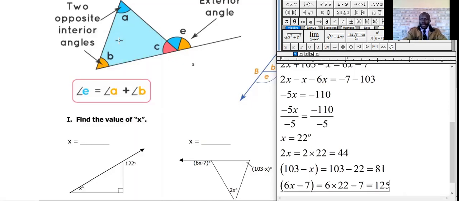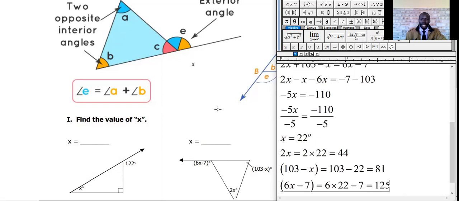So these are the different angles. Notice that when you add 44 degrees to 81 degrees, what you get is 125. There is no doubt about that. So this plus that add up to give us one opposite exterior angle. See that?